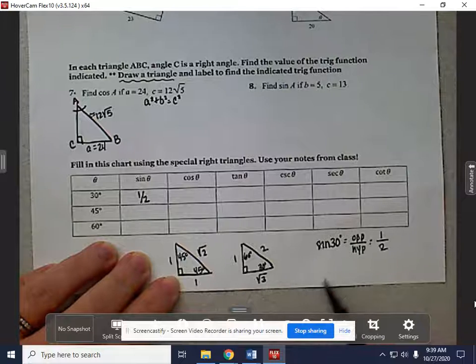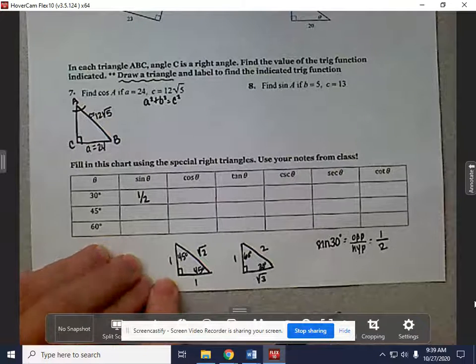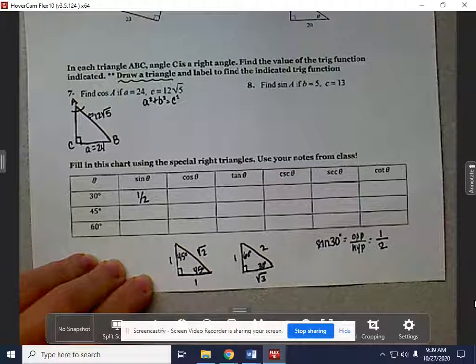So you can keep doing all the ones for 30 and then for 60 and then for 45. You can skip around. We did do some of these in class, so that might be something you want to look up first, fill in the ones that we did, so you don't have to redo them.